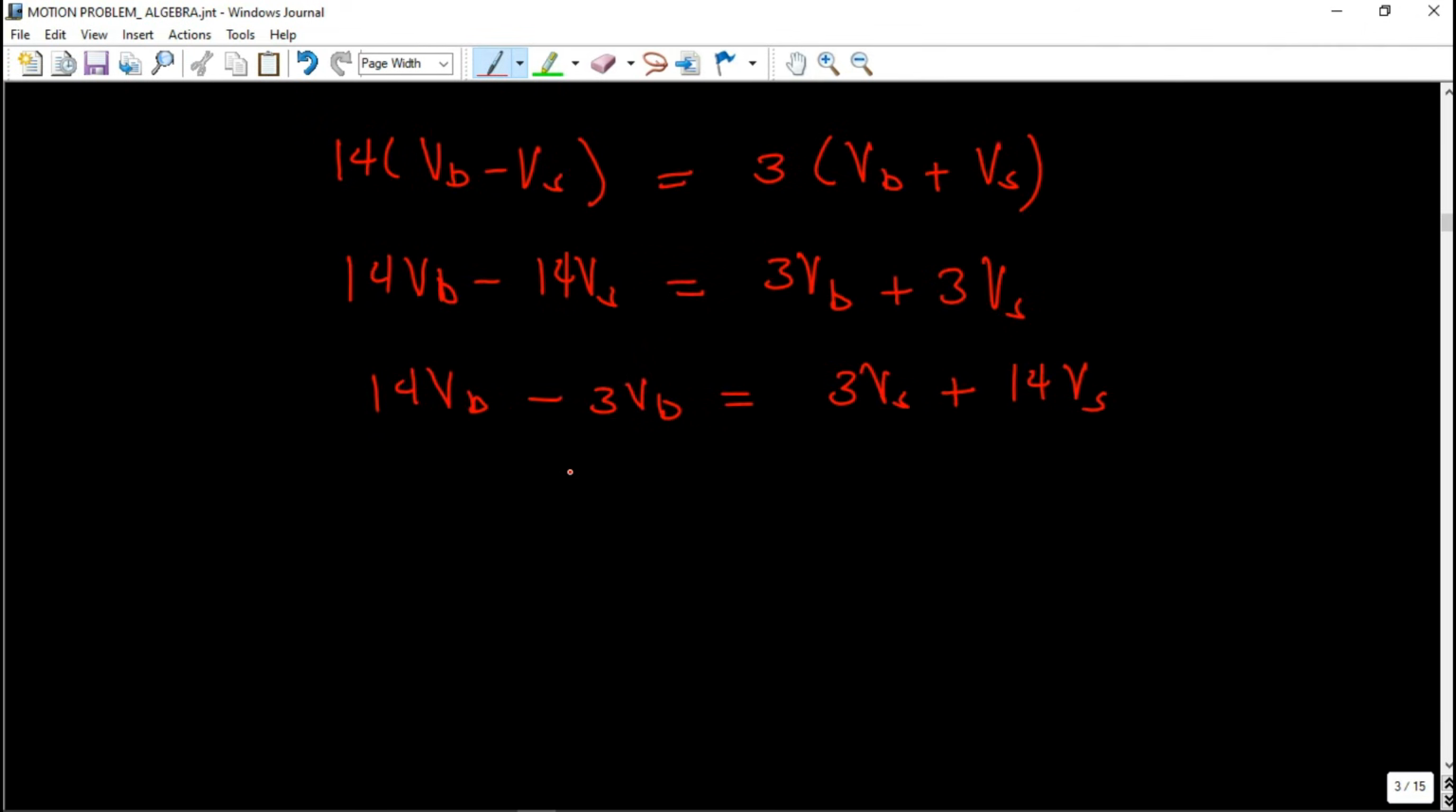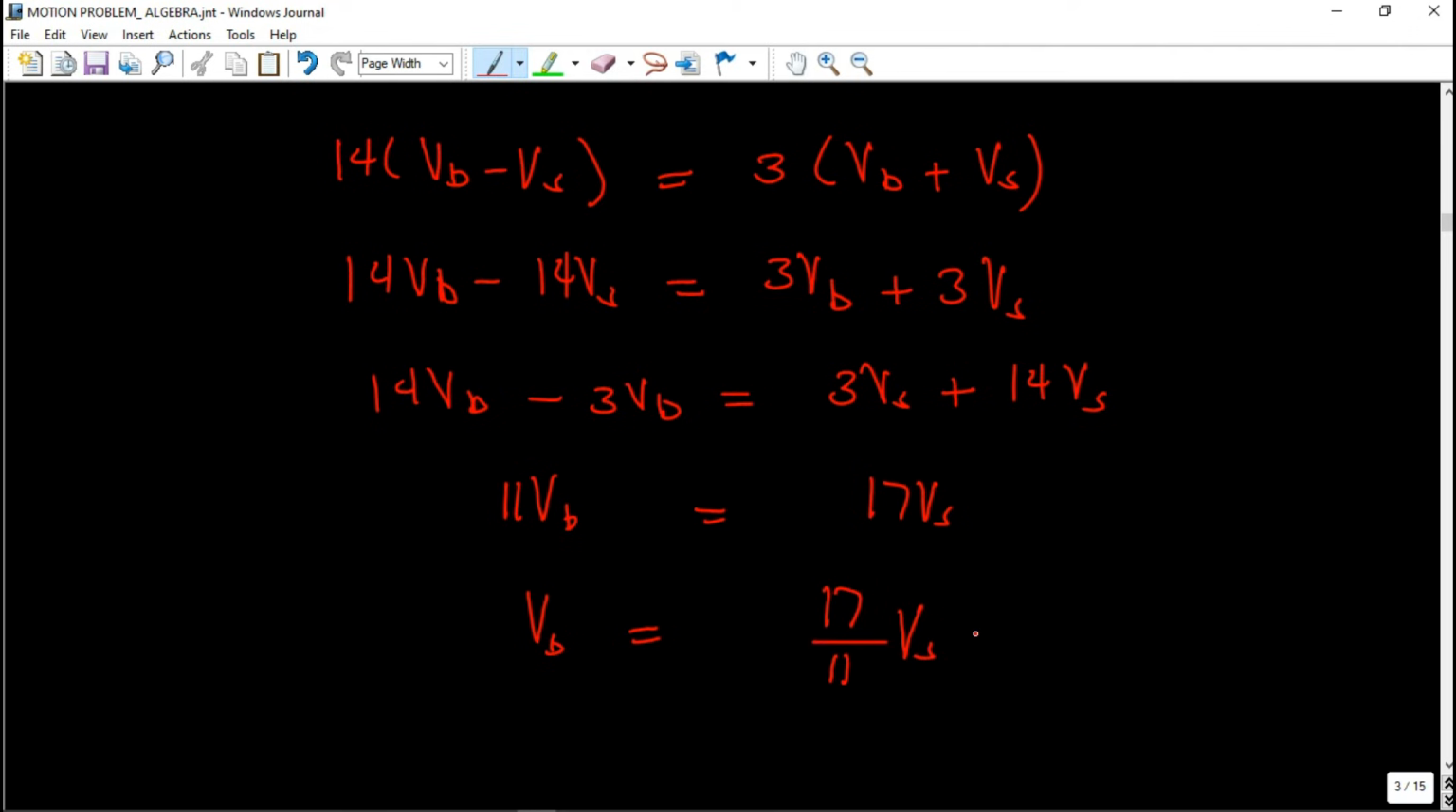So, we have here 14 minus 3. So, that is 11. So, 11 V sub B equals, this is 3 plus 14, so that is 17 V sub S. Okay, so the velocity of the boat is just equal to 17 over 11 V sub S.